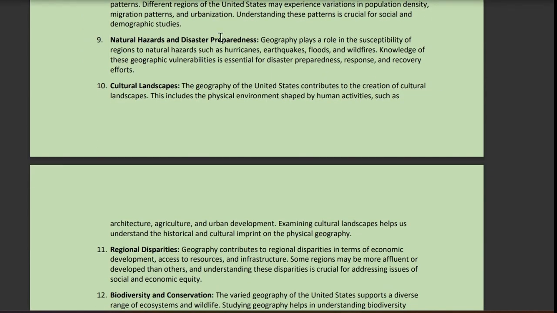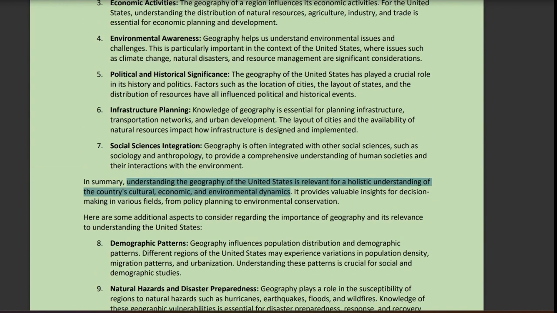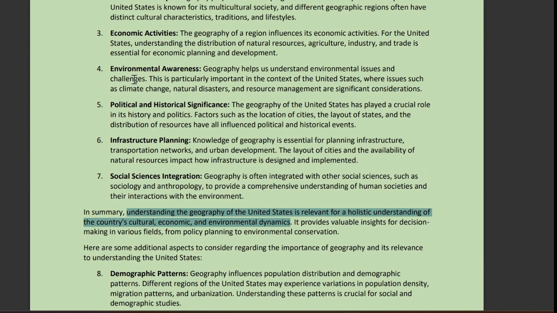Natural hazards and disaster preparedness. Geography plays a role in the susceptibility of a region to natural hazards such as hurricanes, earthquakes, floods, and wildfires. Knowledge of these geographic vulnerabilities is essential for disaster preparedness, response, and recovery efforts. This is very related to what we see here about environmental awareness.